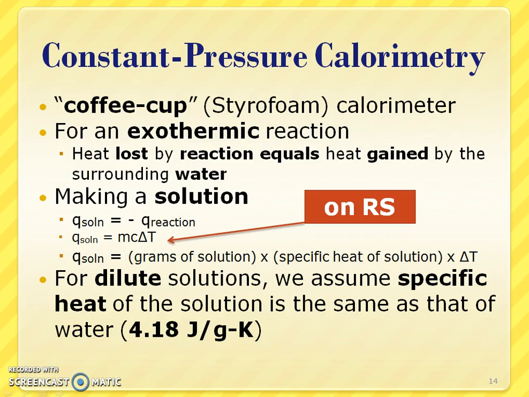This is on your reference sheet, Q equals mC delta T. So I wanted to make sure that we understand this equation. m is the grams or the mass of the solution times the specific heat of that solution. In this case, most of the time you're going to use water, 4.18, and then of course the change in temperature. Okay, so again, for dilute solutions, it says to use the specific heat of water, which that's what we'll be using in lab.